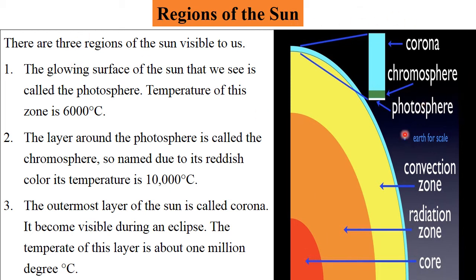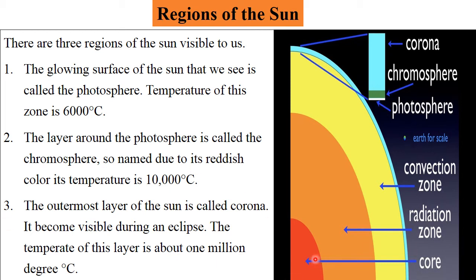We can see in this diagram that the part which we see is just very small, like this small strip. This is just the photosphere. The layer around the photosphere is called the chromosphere, so named due to its reddish color. Its temperature is 10,000 degrees. Chromo means red. The outermost layer of the Sun is called the corona. It becomes visible during an eclipse. The temperature of this layer is about 1 million degrees centigrade.